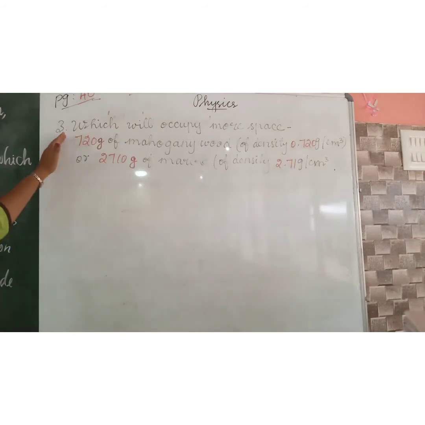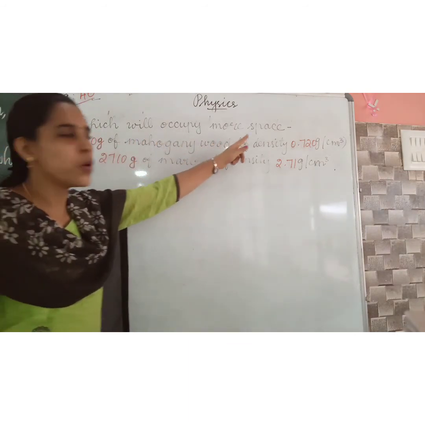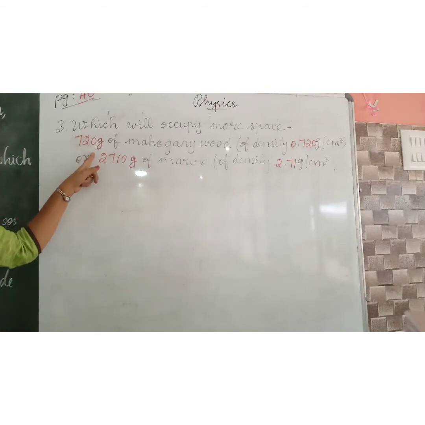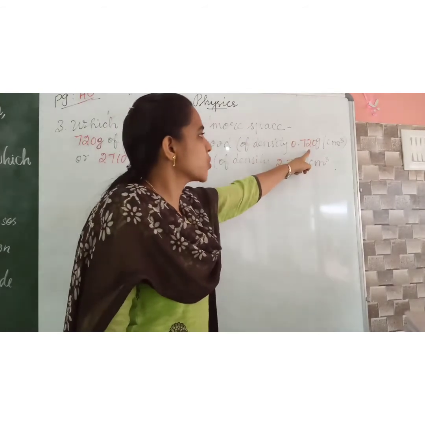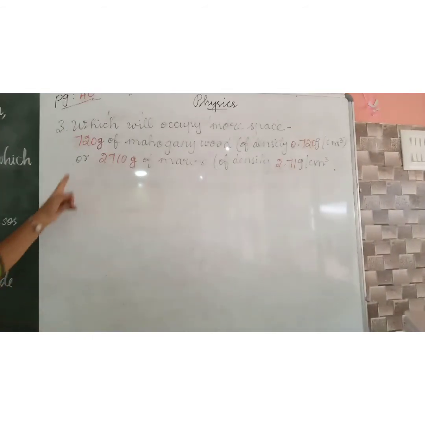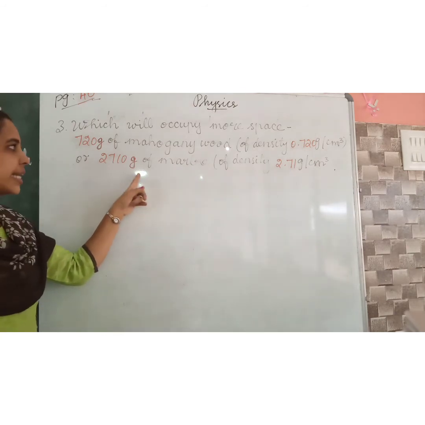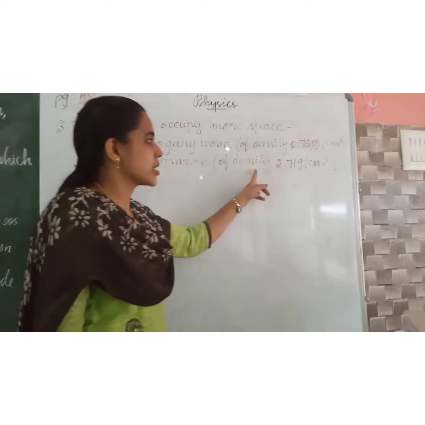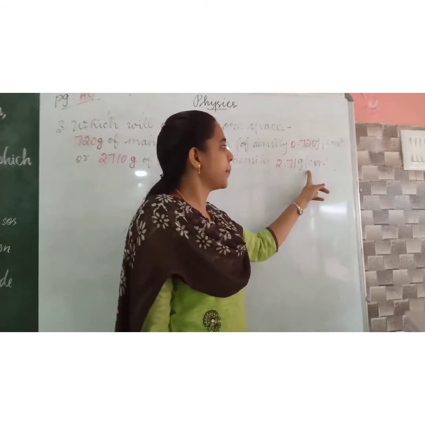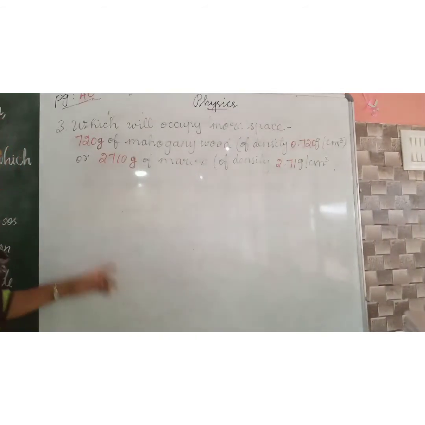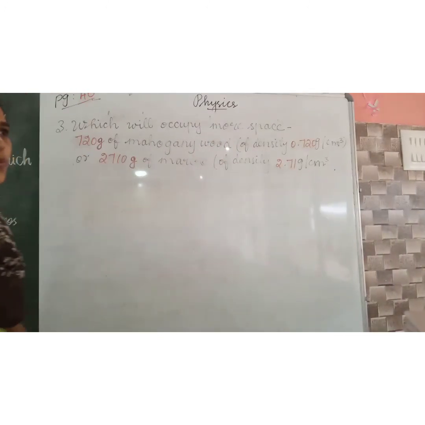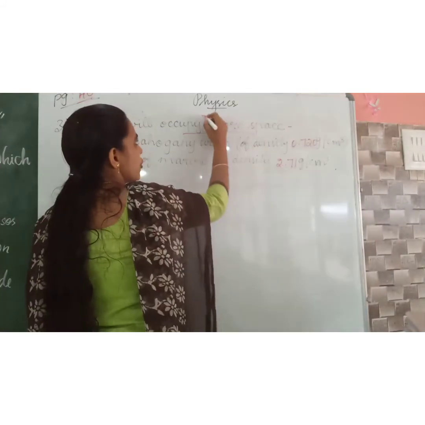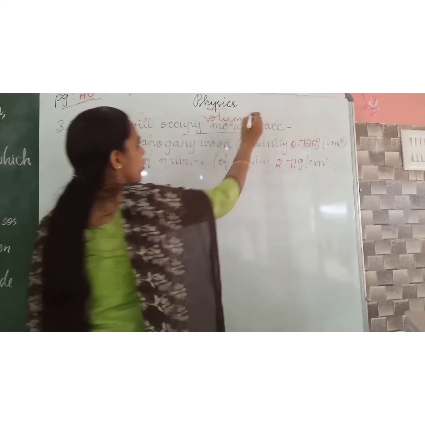Listen children, this is the third question from page number 40. Third question: which will occupy more space? 720 gram of mahogany wood of density 0.720 gram per centimeter cube, or 2710 gram of marble of density 2.71 gram per centimeter cube. What do we have to find from here? Which will occupy more space? So what we have to find? Volume. So, solution.